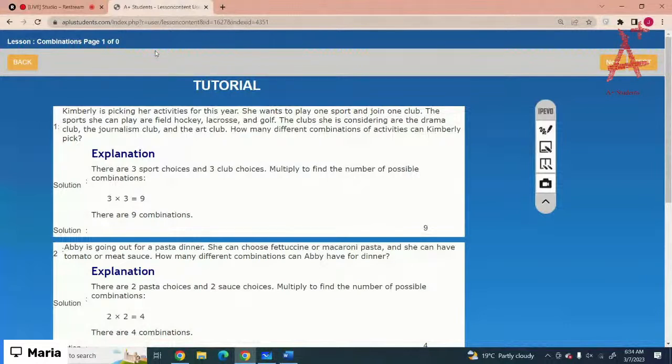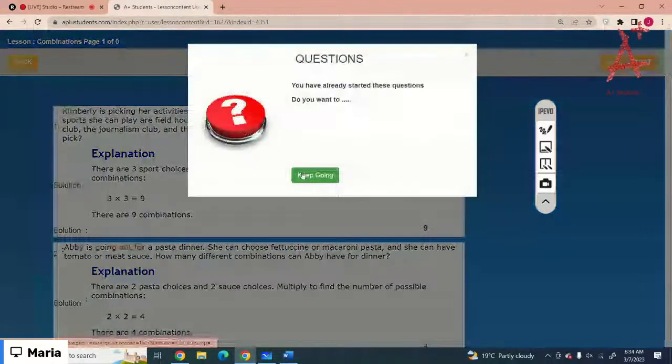Got it? So start with the test questions. You can have a look at the tutorial and try by yourself.